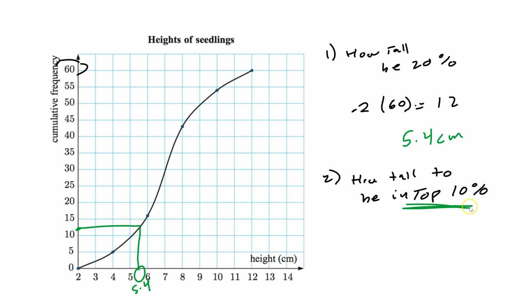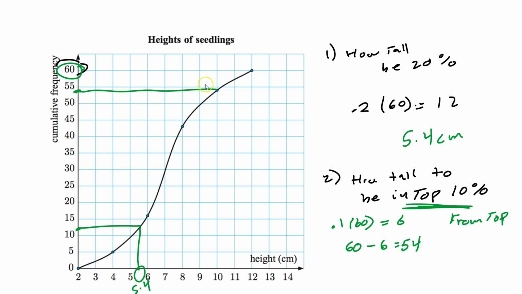It's a little twisted. If they say that, you don't just go 10% times 60, which would be 6, and go from the bottom 6. It says top, so you have to go from the top. You take our total amount, 60, and subtract off that 6, because it says from the top. So you go to 54. And again, 54 is not your answer. You have to use the graph. You never do this without using the graph. Estimate 54, go across, go down.